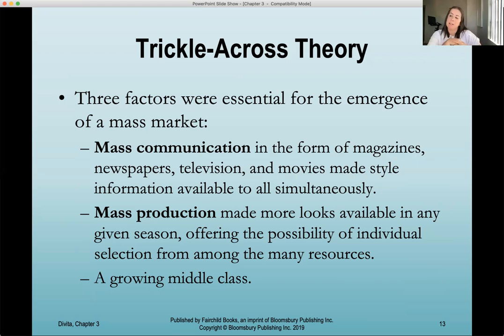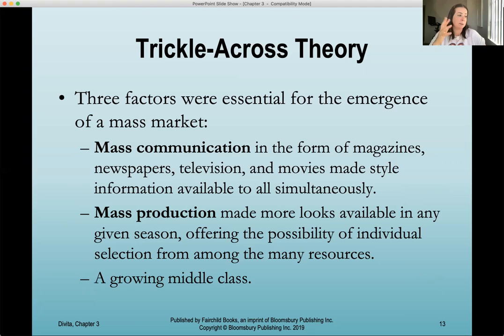There also has to be mass production, okay? All of the looks that are being adopted have to be available in any given season. They have to offer a possibility of individual selection, so differentiate certain trend markers that are changing through the garment. So if we're talking about a low-rise mini skirt, maybe there's one that's a little bit longer, one that has a frayed edge, one that comes in a plaid, one that comes in cheaper textile. Okay, so different possibilities, and also for a different price point.